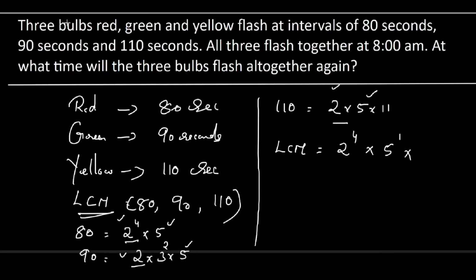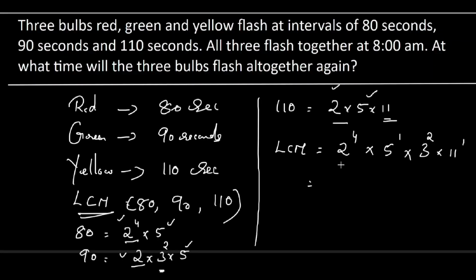Right? Now the next number is 3 square. Only one 3 square we are getting, so the highest power is 3 square. Now the last prime number is 11. No other number has it, so we can write 11 raised to the power 1, which is 11.